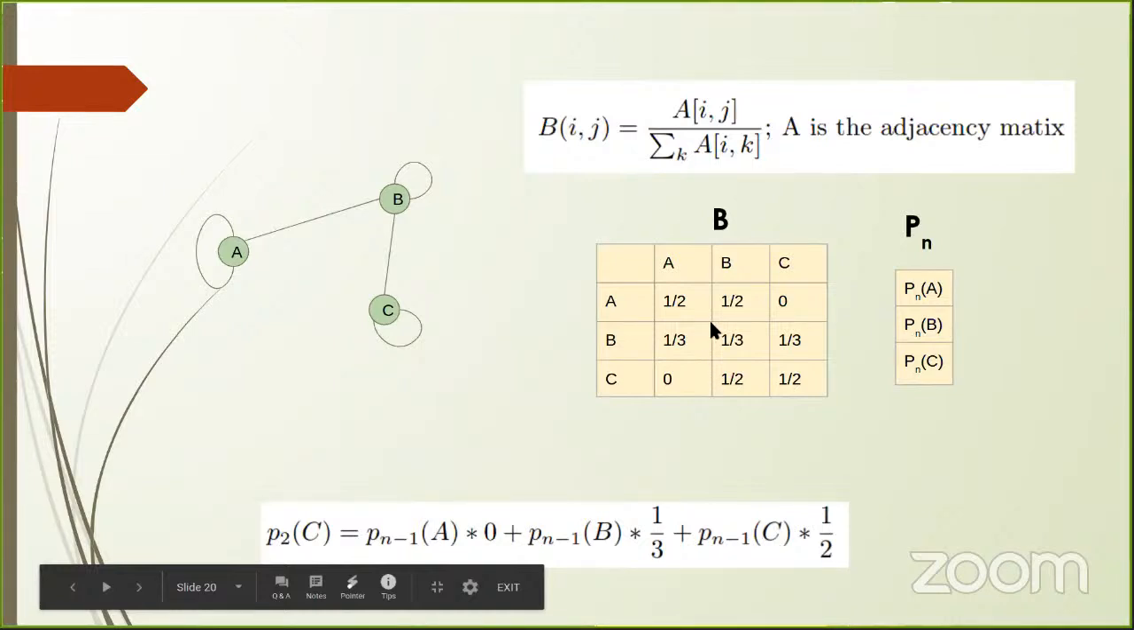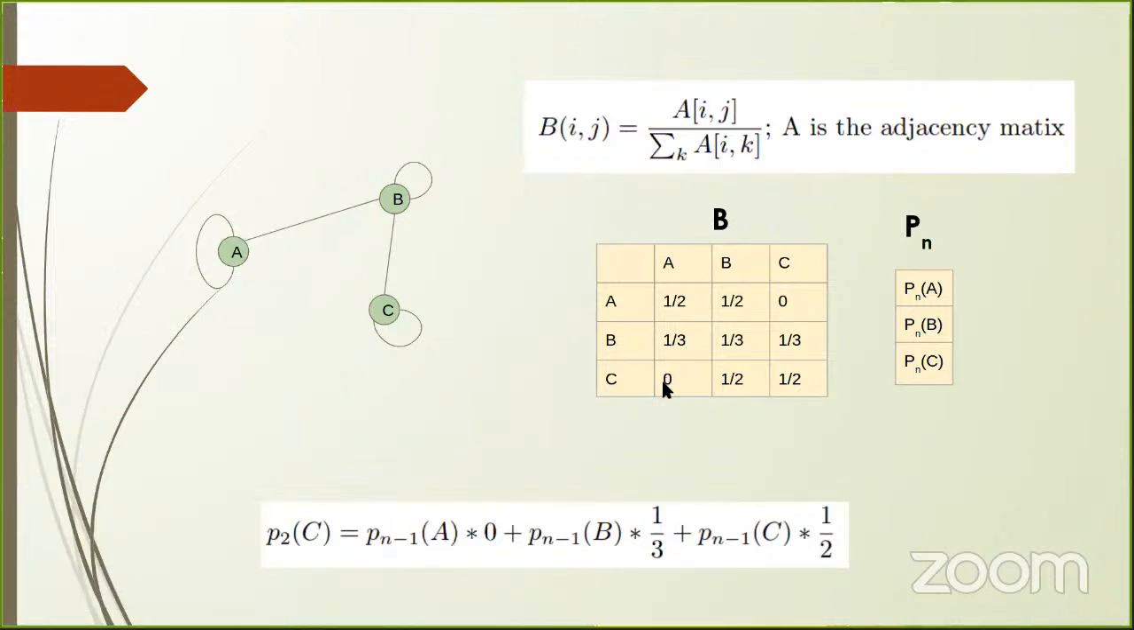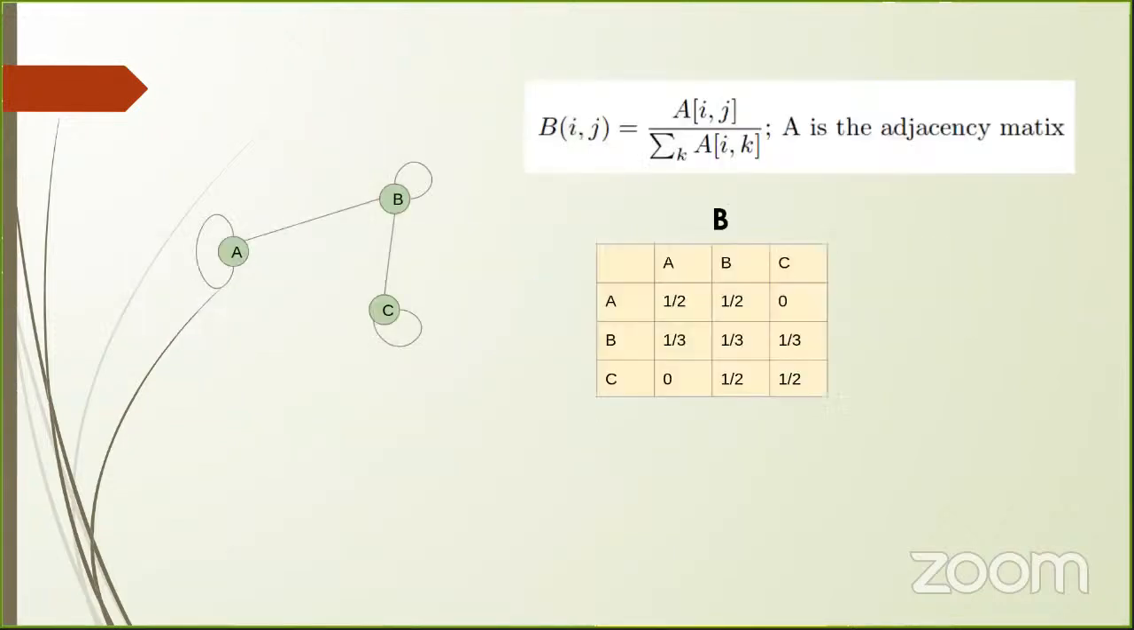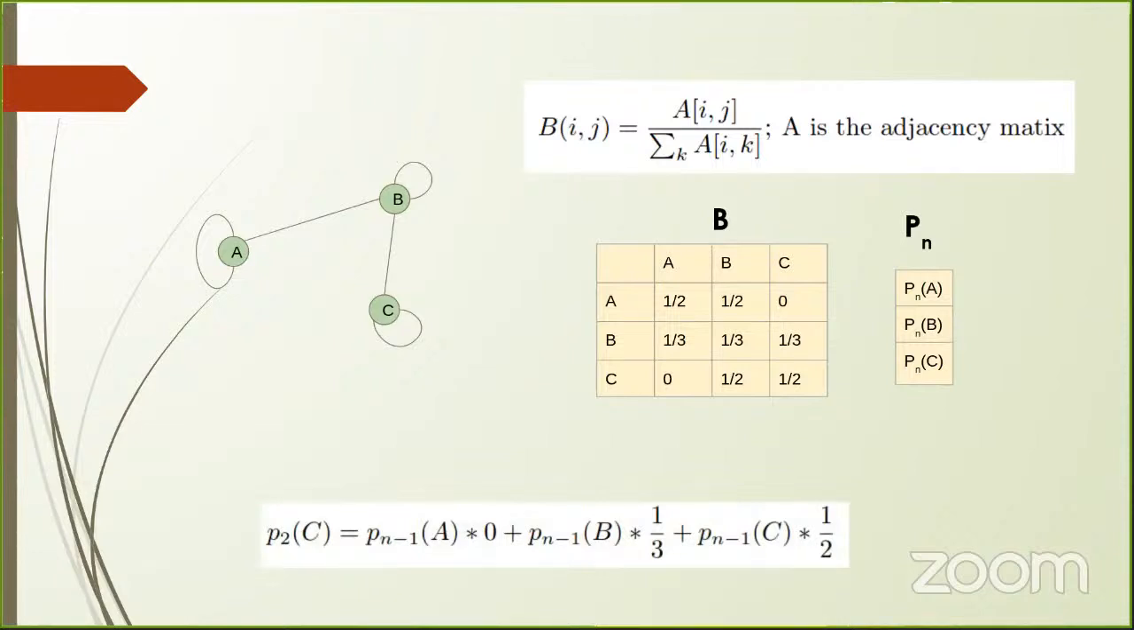Right? So you can see this is the B matrix. If you transpose it, the last row will be 0, 1 by 3 and 1 by 2. I'm talking about B transpose, not B. When you multiply that with this, you get the new Pn of C, which is 0 into Pn minus 1 of A, 1 by 3 into Pn minus 1 of B, and 1 by 2 into Pn minus 1 of C. Do you see the point now? Why we can represent this as B transpose into previous states? Is this calculation clear or at least somewhat clear? Yes. Okay, so let's move on then.